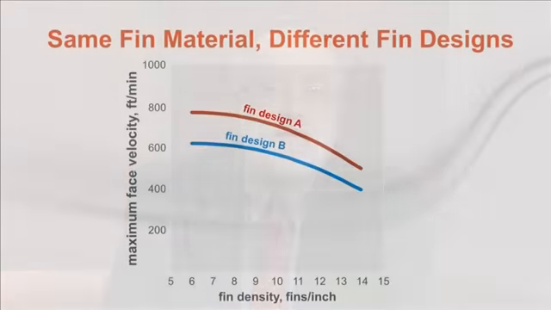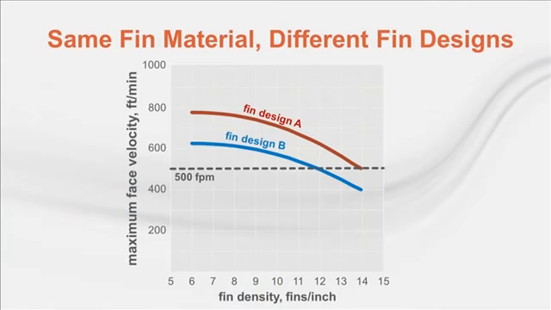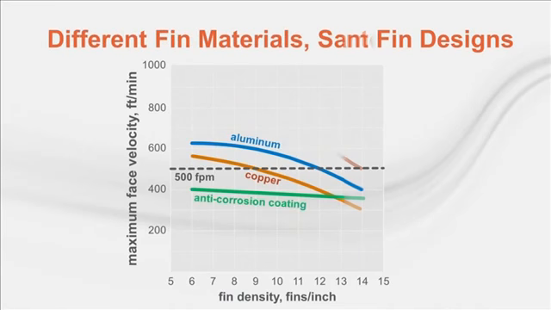So what about the industry rule of thumb that Brian mentioned? Here's the arbitrary 500 feet per minute limit. You can see that depending on fin density, both of these heat transfer surfaces are capable of operating at higher coil face velocities. This second chart shows fins of the same design, but demonstrates the impact of materials and corrosion-resistant coatings.